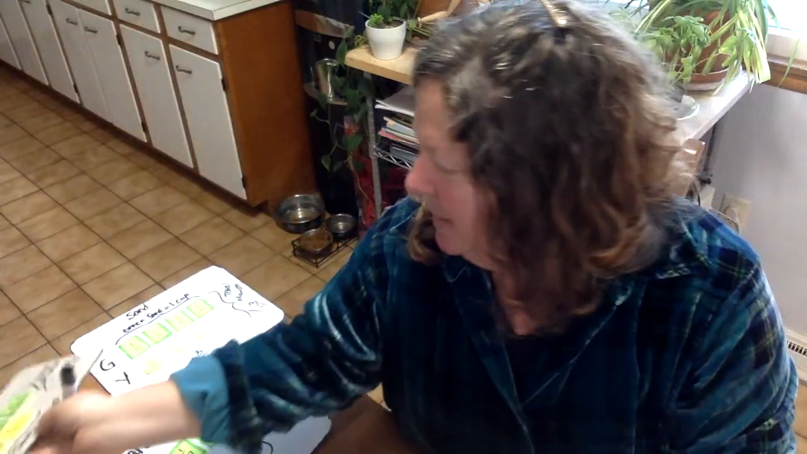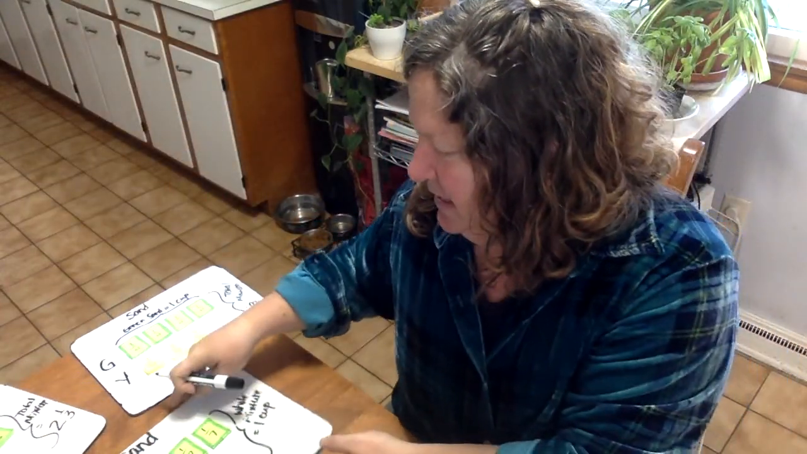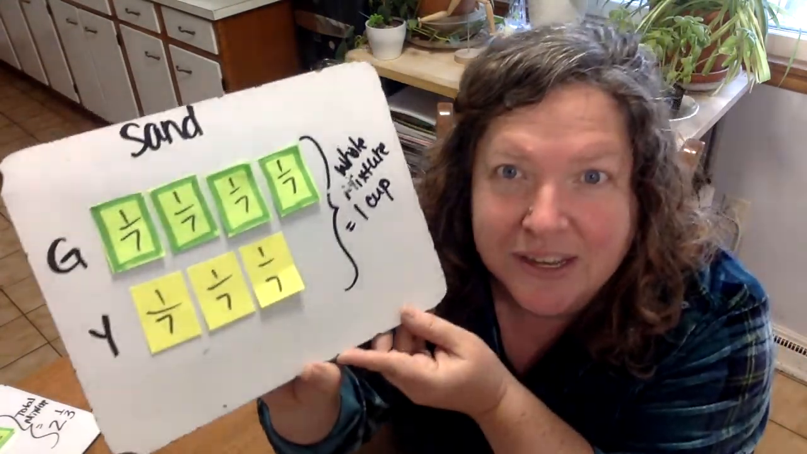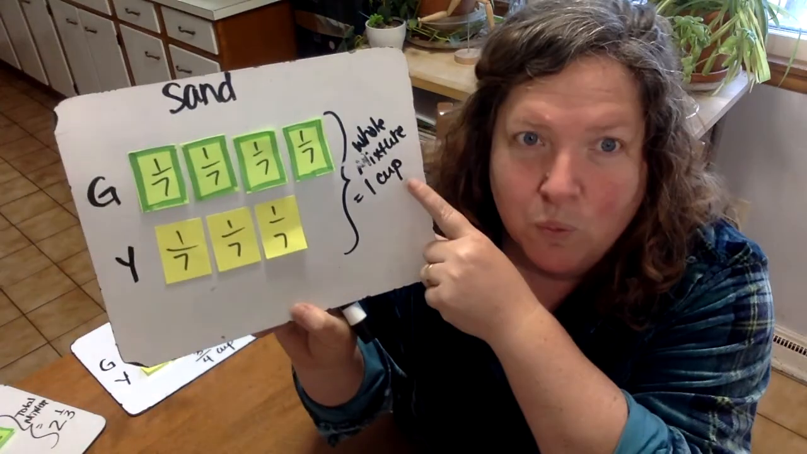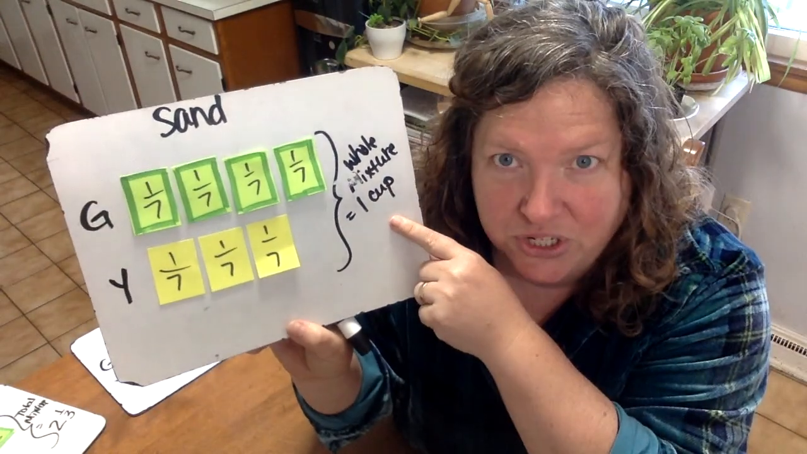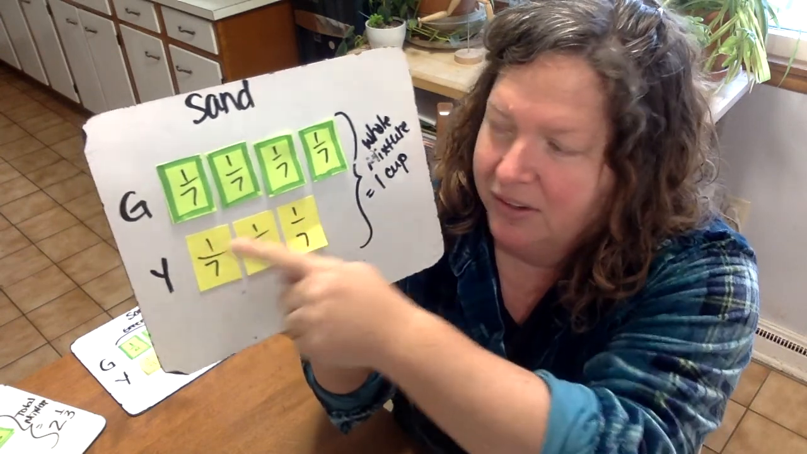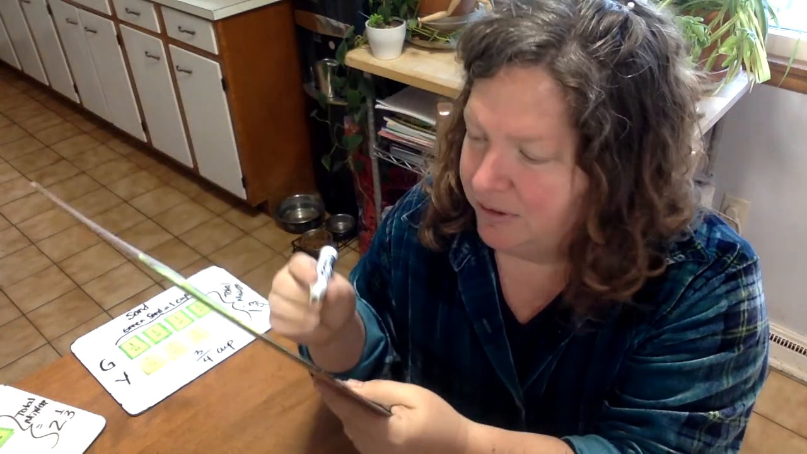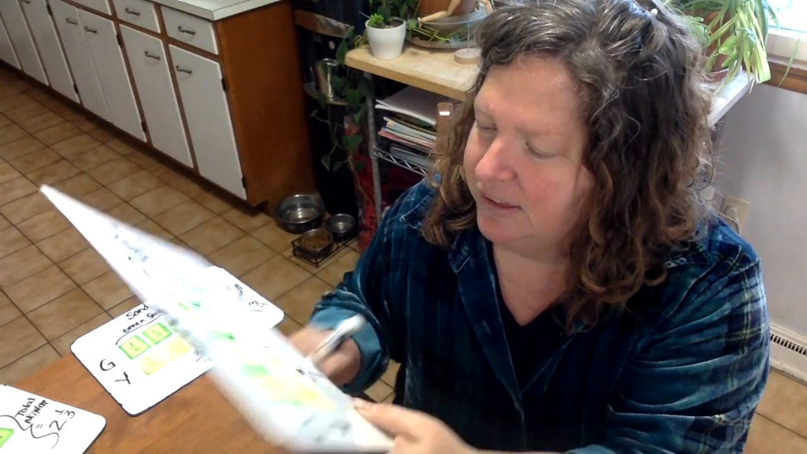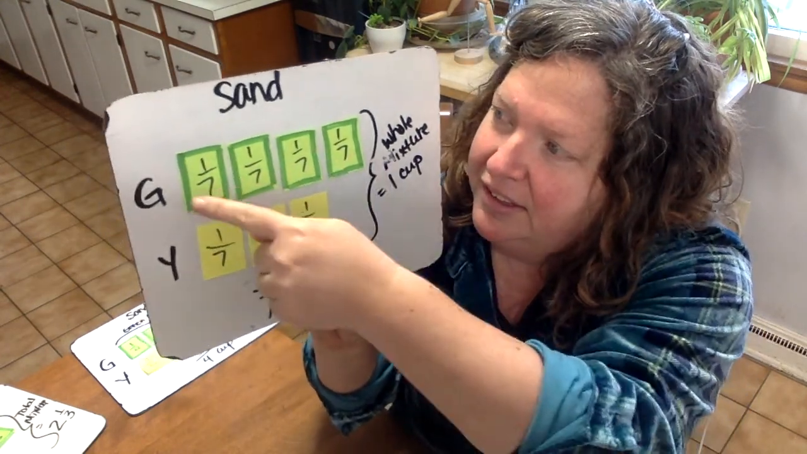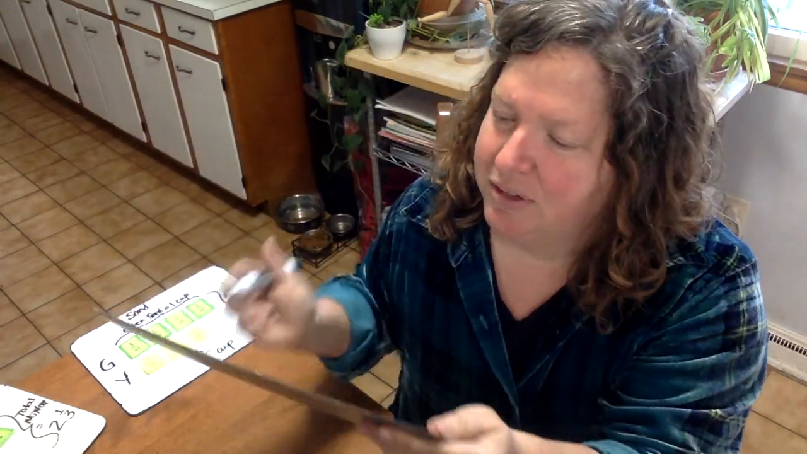And what about how much green sand and how much yellow sand do we have for every 1 cup of mixture? We have 3/7 and we have 4/7.